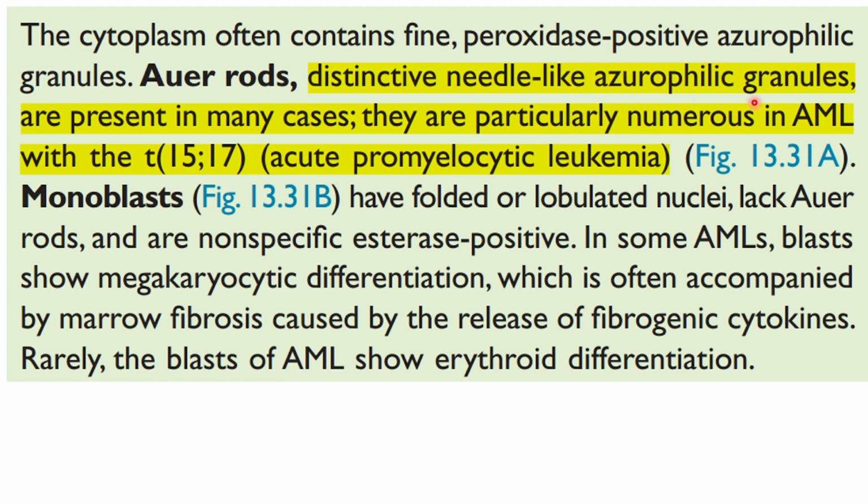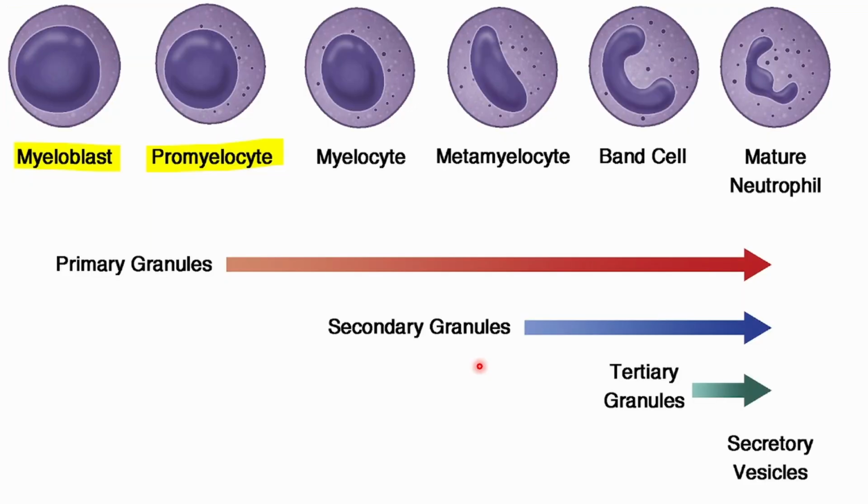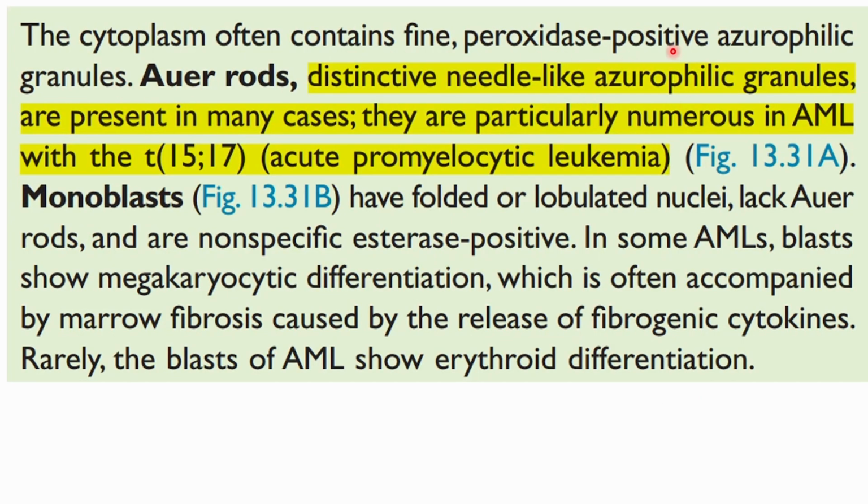So azurophilic granules means at this stage there are certain enzymes or proteins or granules which are blue loving. Distinct needle-like azurophilic granules are present in many cases. They are particularly numerous in acute myeloid leukemia with the translocation of the 15th and 17th chromosome, which is nothing but the subclassification acute promyelocytic leukemia.